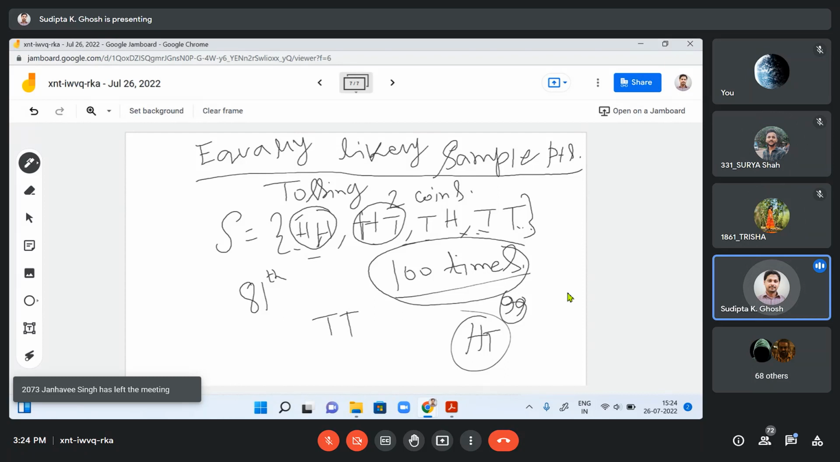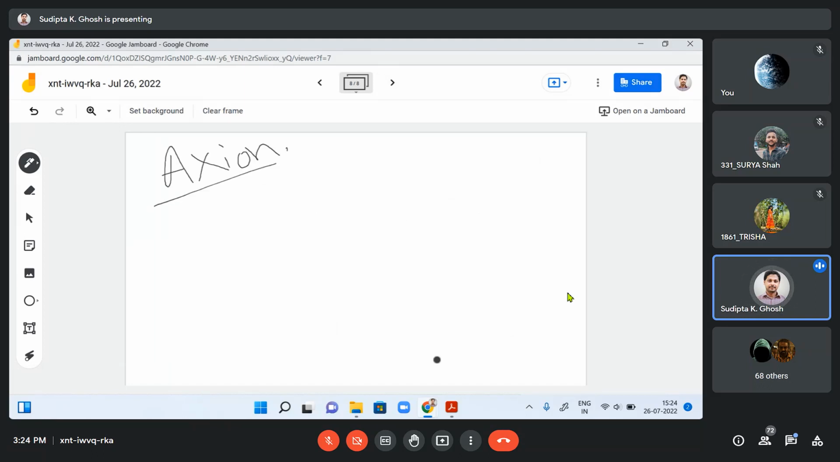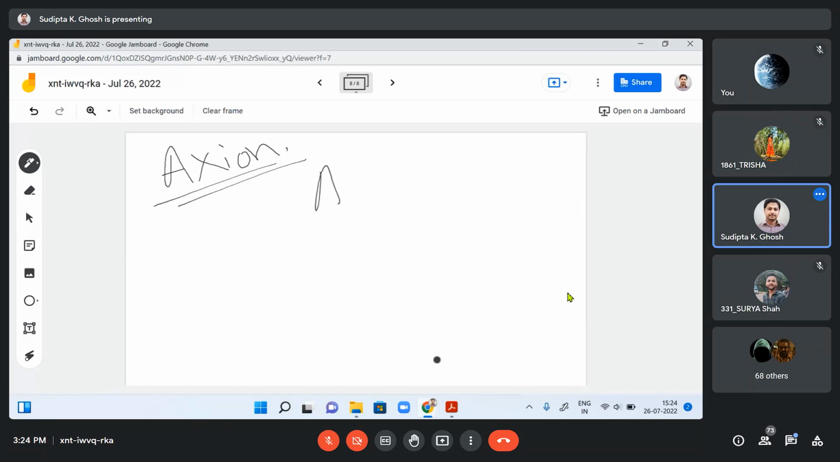Now we are going to study axioms of probability. In your course handout also you can check axioms. So in probability, we are going to study something called axioms, some propositions that we are going to study. Okay, so tell me one thing. Suppose A is your event. If I am writing P of A, what is the meaning?